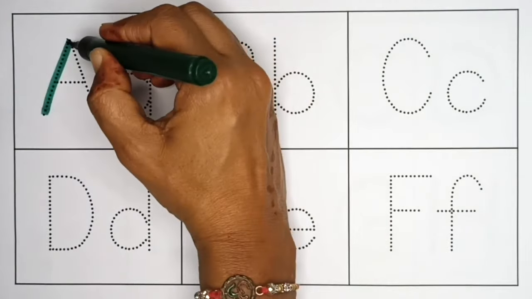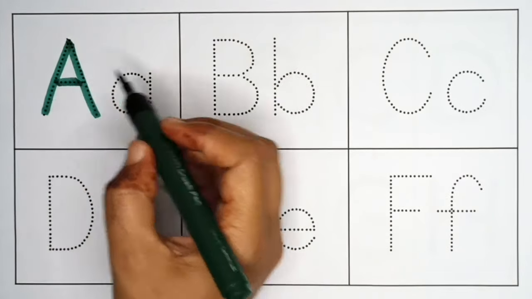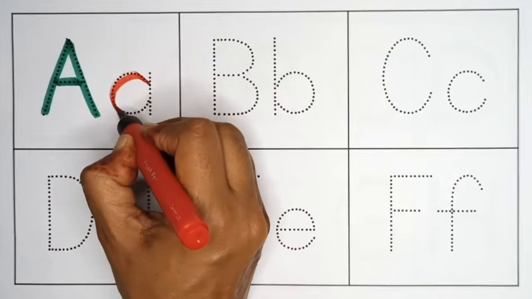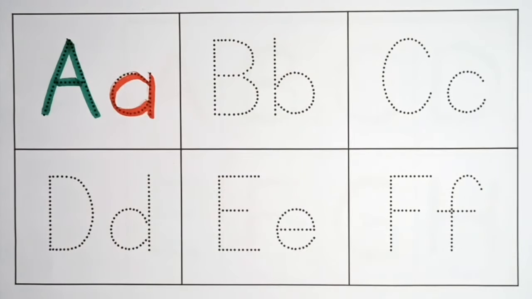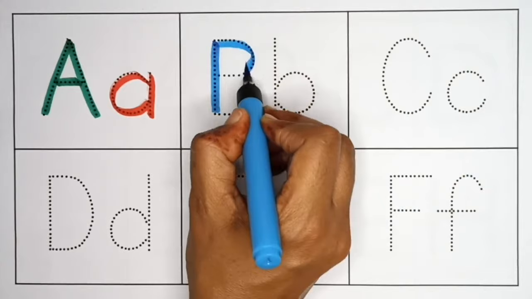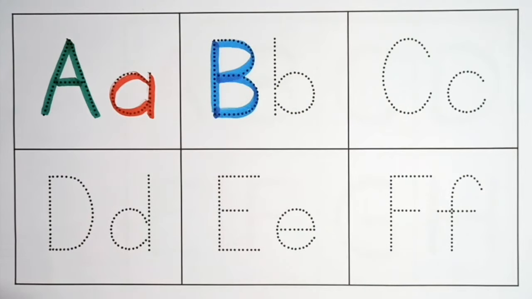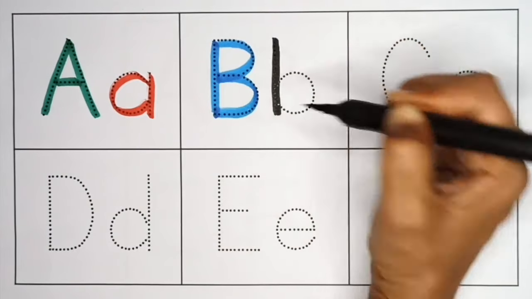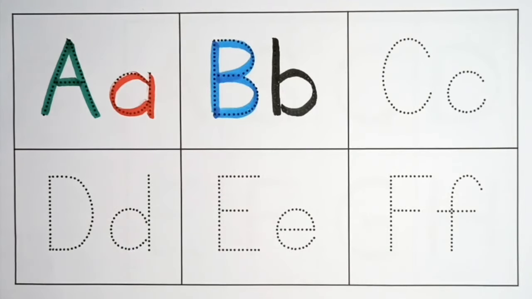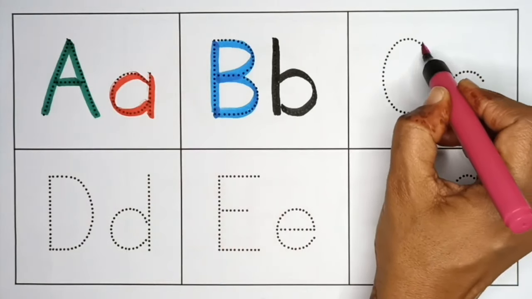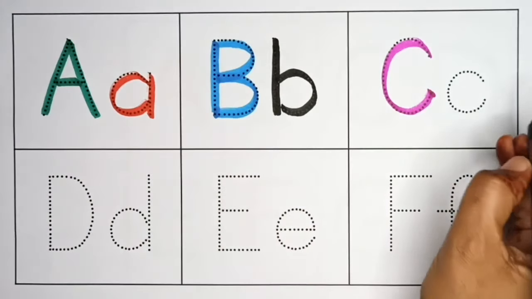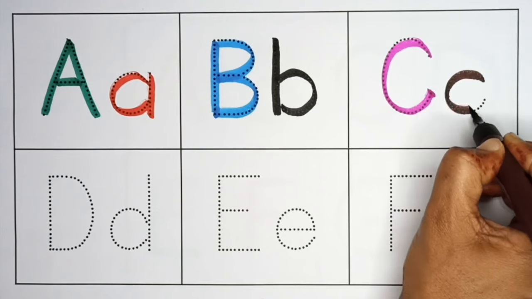A. A for apple. Red color. A for apple. Blue color. B for ball. Black color. B for ball. Purple color. C for cat. Brown color. C for cat.